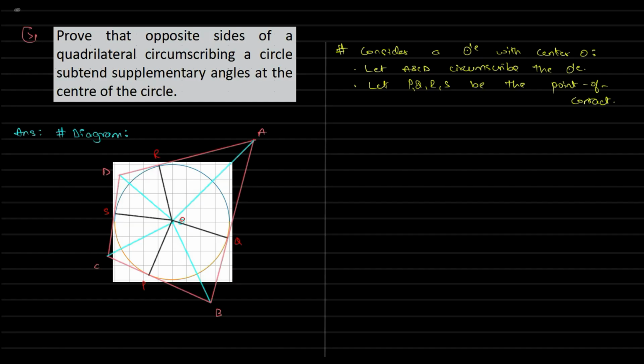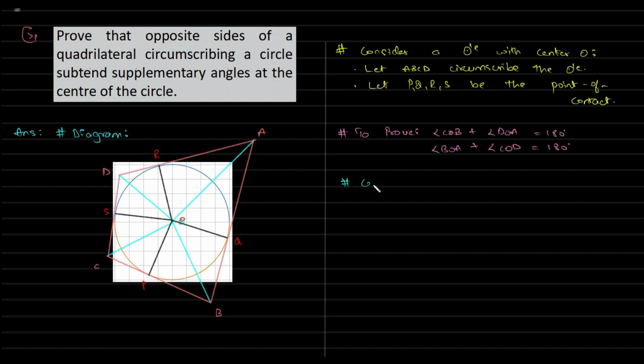Yeah, we are done. With that done, next is what we have to prove. We have to prove that the angles subtended by opposite sides, that is COB and DOA, add up to 180 degrees. Angle COB plus angle DOA is equal to 180 degrees. Angle BOA plus angle COD is equal to 180 degrees.